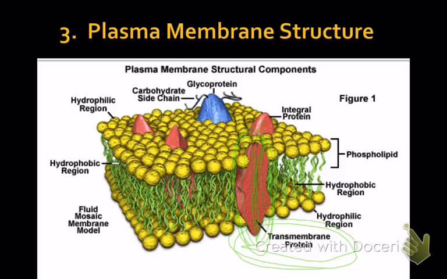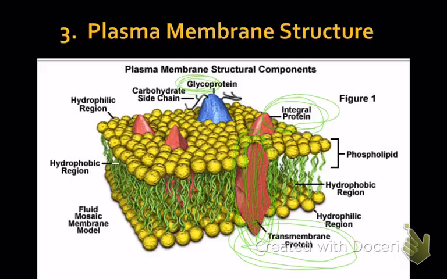Transmembrane means it goes all the way through, okay? So some of these proteins, if they go all the way through, they are also embedded, and we call those integral proteins. So if it's an integral protein, it's at least partly embedded in the phospholipid bilayer. And if it in fact goes all the way through, then it's a transmembrane. Okay so far? Yeah. All right, good.